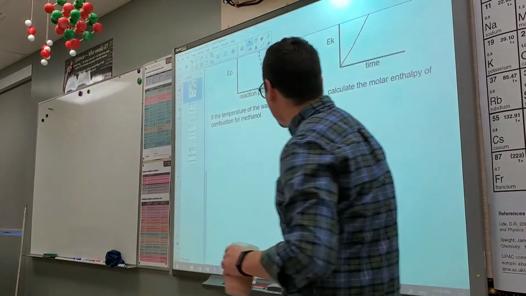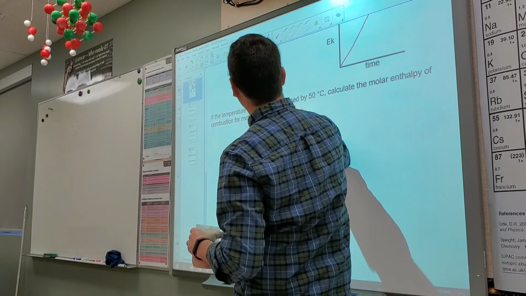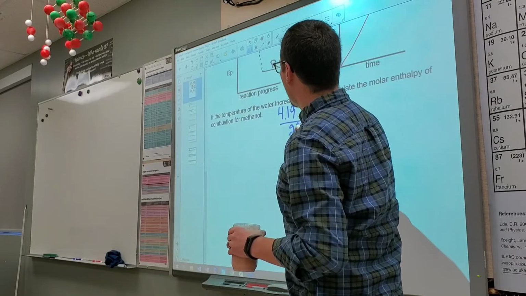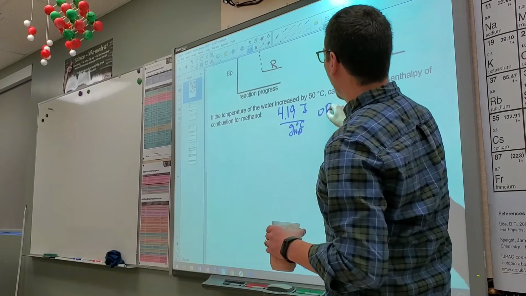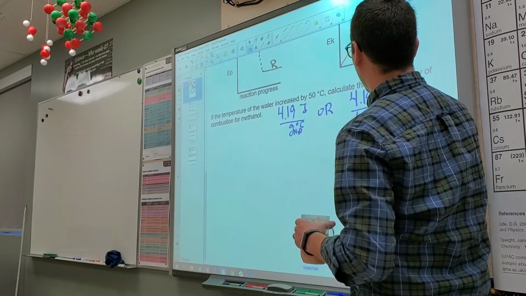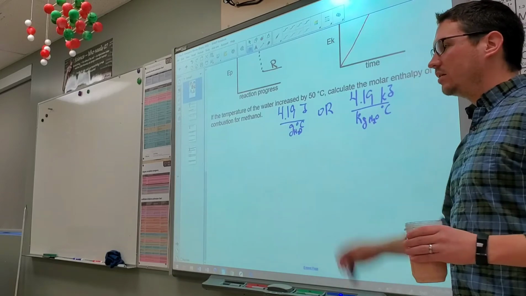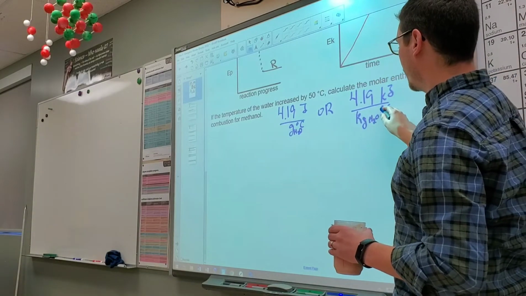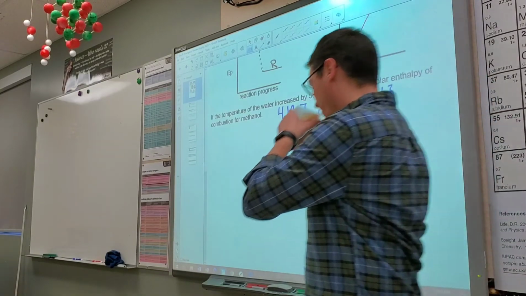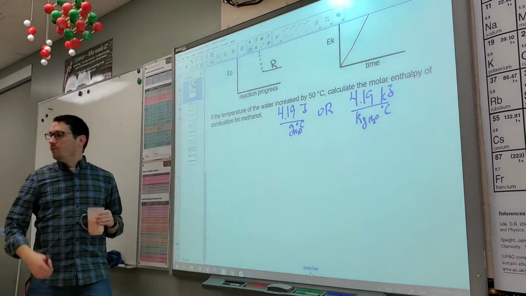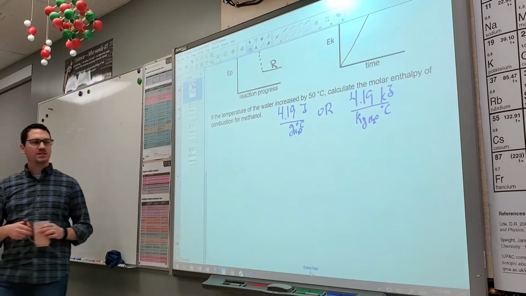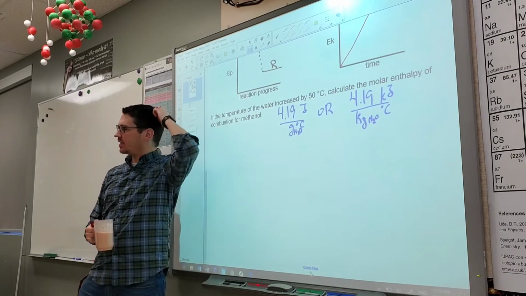What is the specific heat capacity of water? 4.19 what? Either joules per gram degree Celsius, and that's gram of water, or 4.19 kilojoules per kilogram of water degrees Celsius. Now, we know we're going to have to use unit analysis, because we're heating up water and we're going to have to use a specific heat capacity.